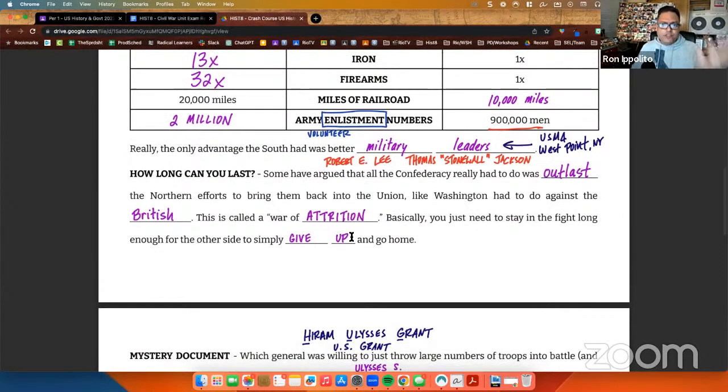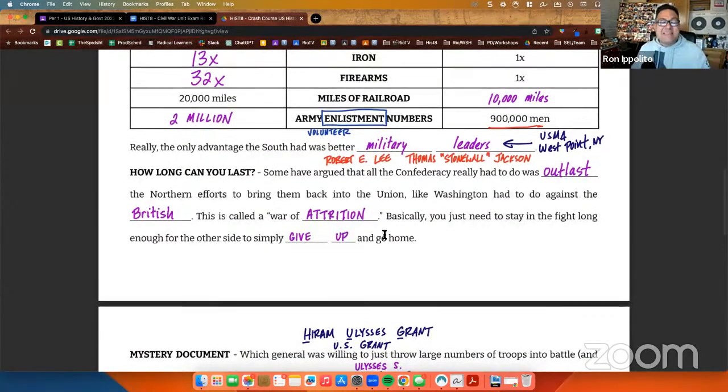Talked about the war of attrition. We mentioned that quite a bit, right? The fact that the South, they were just seeing how long they could hang on, but ultimately this was a war of attrition for both sides, right? How long can you outlast the other side?